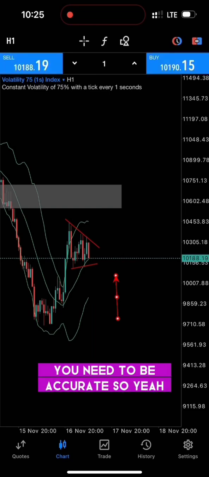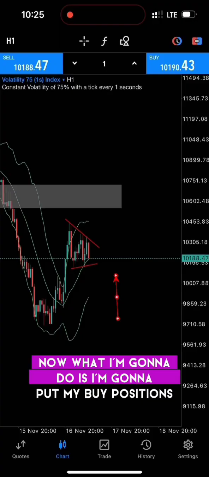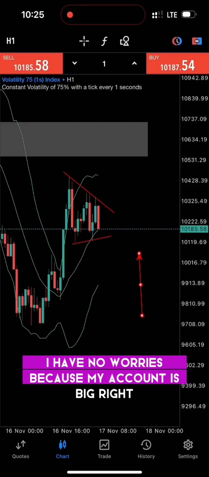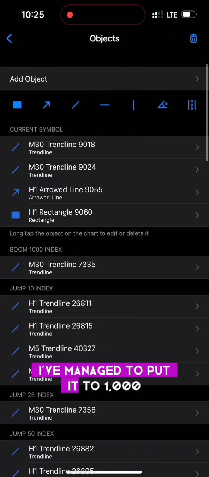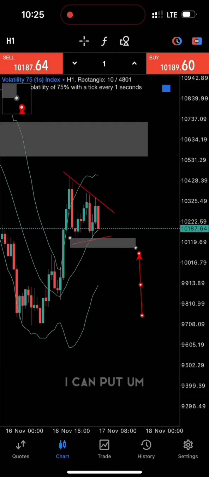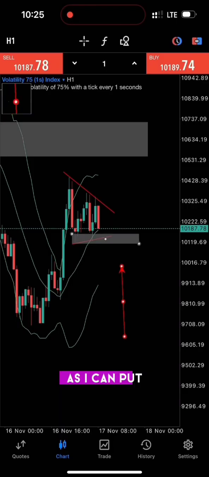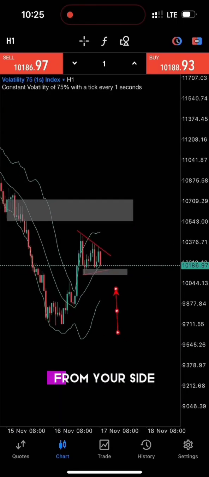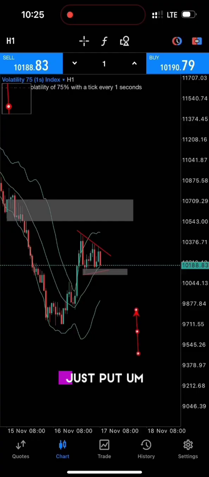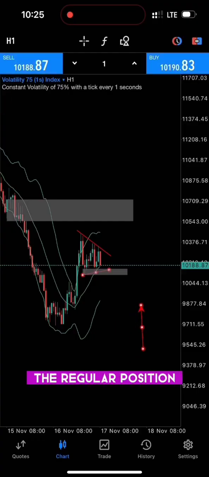So here, what I'm going to do is put my buy positions. I have no worries because my account is big, right? I've managed to grow it to 1,000, so it's okay. I can put as many positions as I can. But as for you, from your side, don't try to copy me here. Just put the regular position, the smallest one.